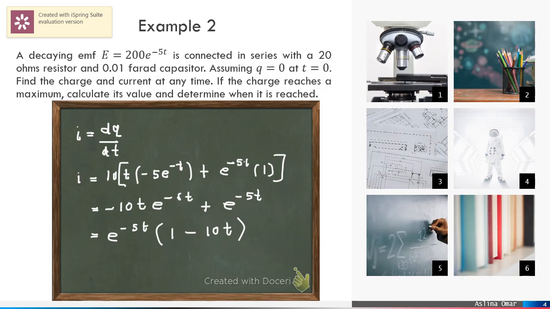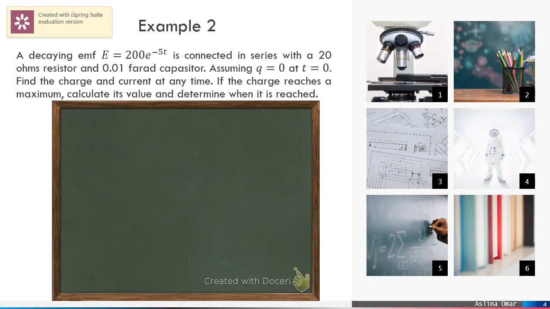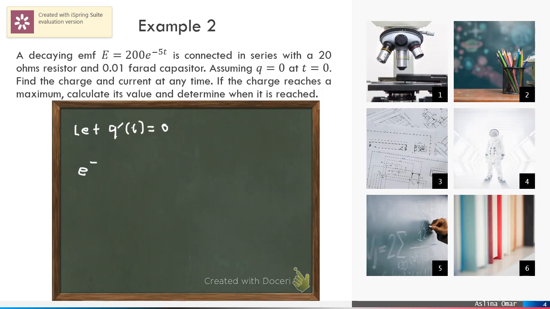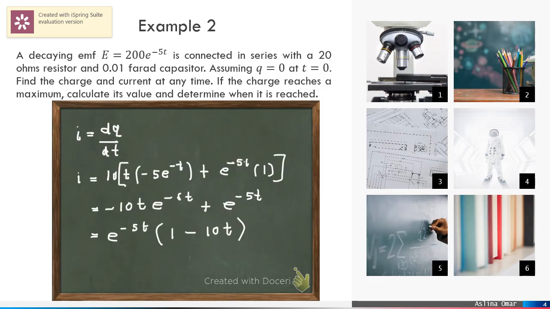Okay. Dan soalan seterusnya, dia suruh you cari if the charge reach a maximum, calculate its value. Okay, yang ini you kena pakai maximum minimum problem. So nak cari maximum minimum problem, kita akan let Q prime t equals to 0. So you dah cari tadi Q prime t kan? Yeah. Ni lah. Yang I ni lah Q prime dia. So e to power negative 5t, 10. Betul ke aku buat ni? 1 minus 10. Okay, betul lah tu.